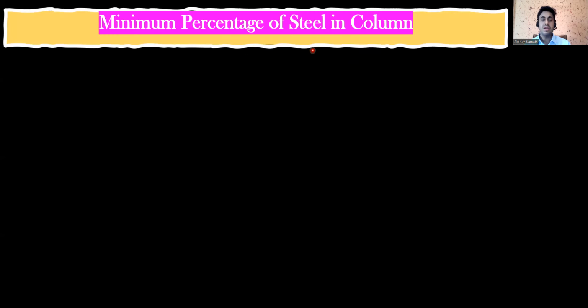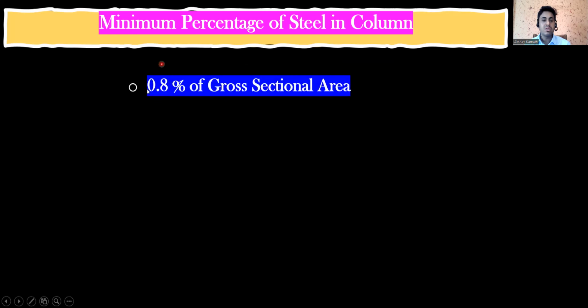So the next lecture is: what is the minimum percentage of steel that you put in the column? We understood the minimum diameter of the bar. We understood the minimum number of bars in the column. Now, how much amount of steel you are supposed to provide, that we need to understand. Actually, it is 0.8% of gross sectional area. Remember the term 0.8% of gross sectional area. Gross sectional area in the sense whatever is the size of your column.